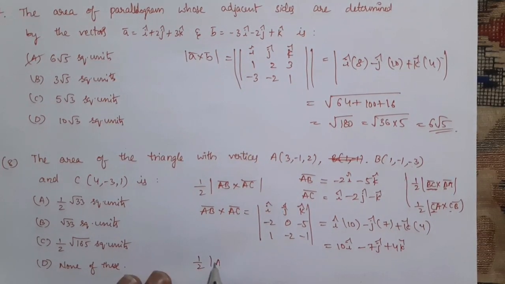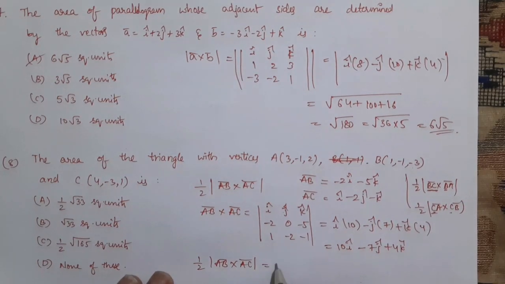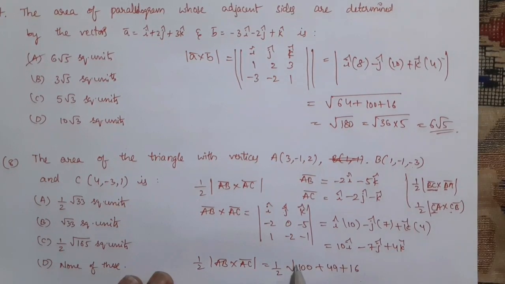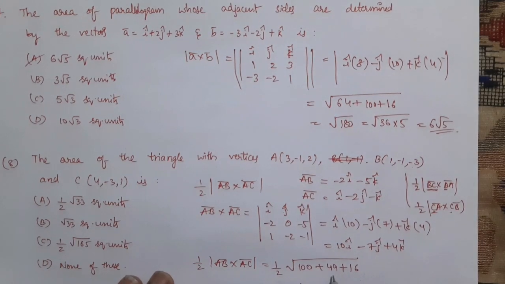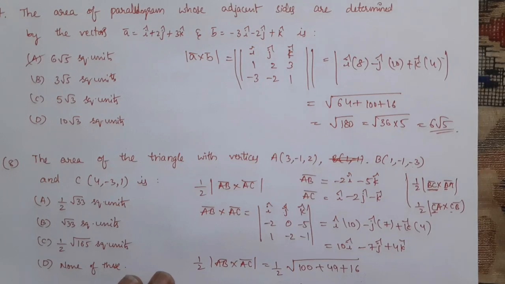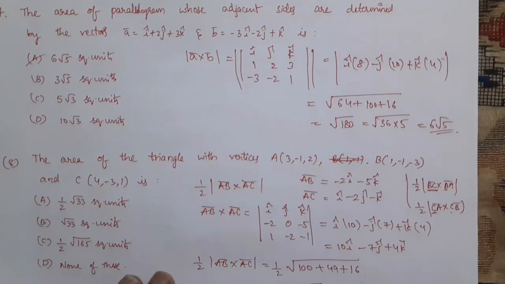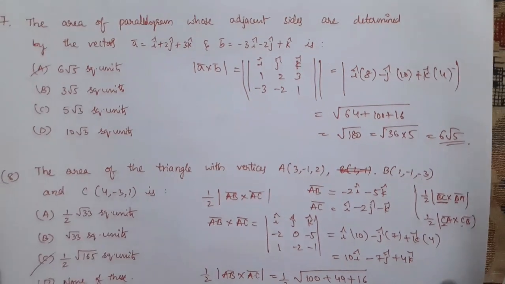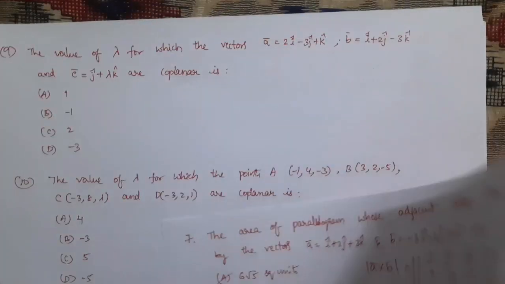Now half of the modulus of AB bar cross AC bar, which is the area of a triangle formula. So it will be half of the square root of 10 square 100 plus 7 square 49 plus 4 square 16, which results in half of the square root of 100 plus 49, 149, plus 16, which is equal to 165. Square root of 165 by 2. Option C. Right. Next question.